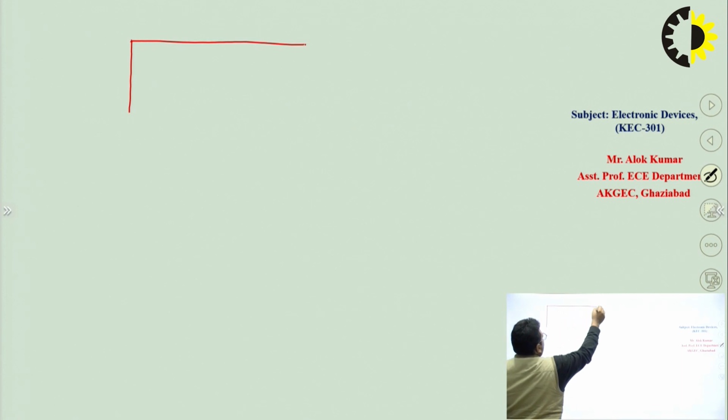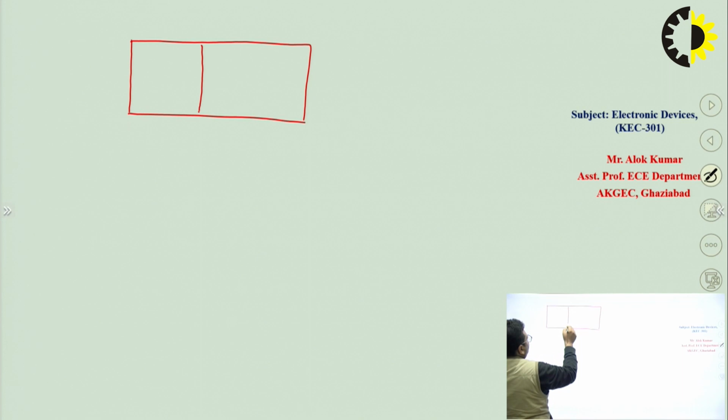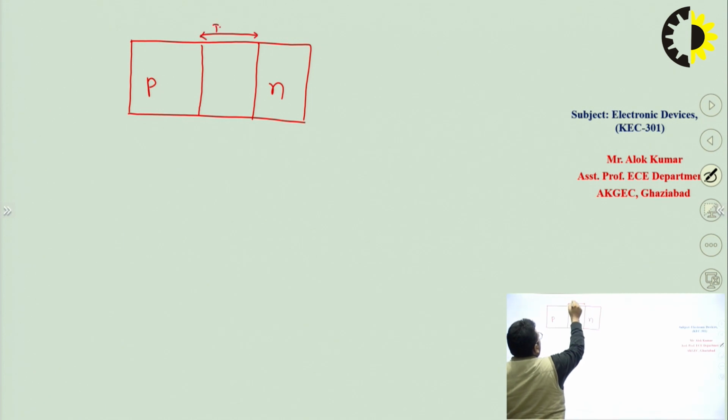First of all, let me draw the structure of the PN junction diode. On one side we have P type semiconductor, on the other side N type semiconductor, and in between we have the depletion region. Suppose this is your depletion region, this is your depletion layer. This is our junction. Here we have negative ions on the P side, and similarly on the N side we have positive ions.